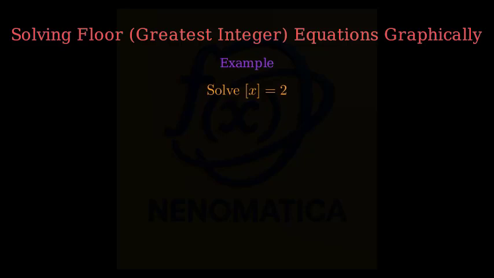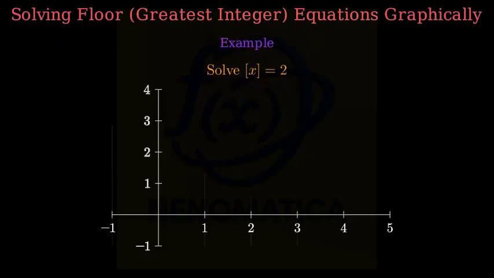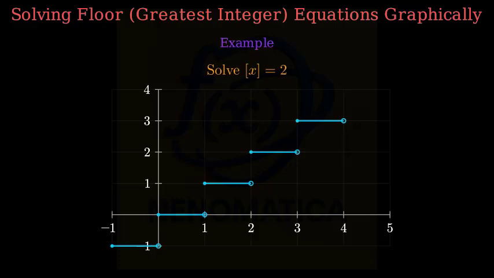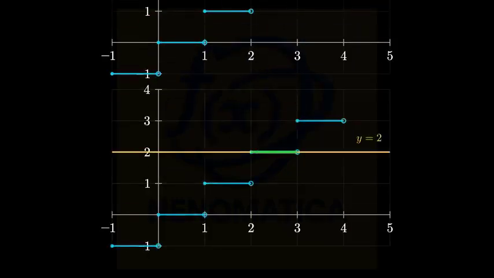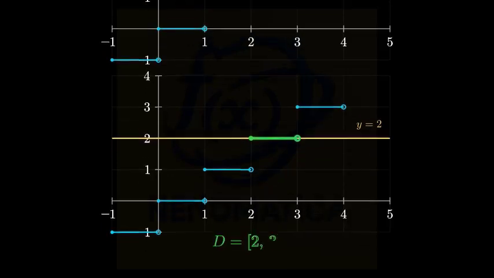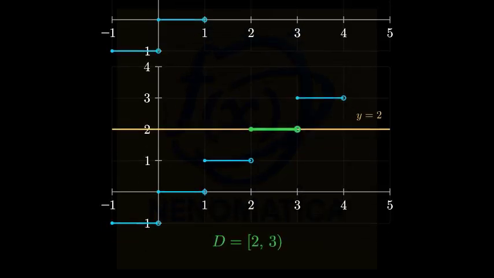We'll draw two graphs. 1, y equals floor of x, the classic step function, and 2, the horizontal line y equals 2. Then we'll highlight where they overlap on the x-axis. Now, let's highlight the intersection. The step of the floor function at height 2 runs from x equals 2 inclusive to x equals 3 exclusive. So the solution set is the interval left bracket 2, 3 right parenthesis.